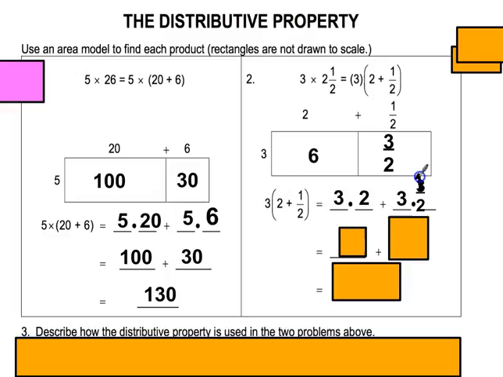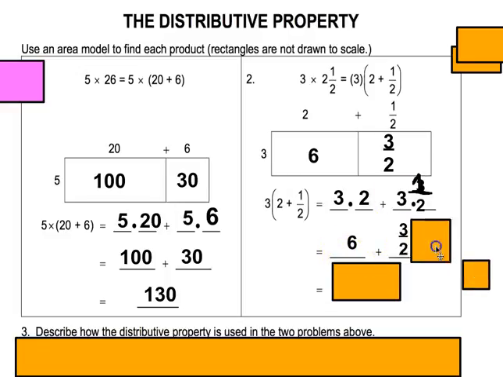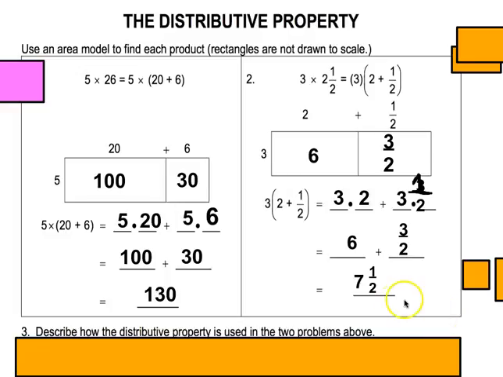Make that a 1. 3 times 1/2, 3/2 is your answer. Okay, there. 3 times 1/2. And 3 times 2 is 6. 3 times 1/2, that's your 3/2. Adding it all together, you get 7 and 1/2.